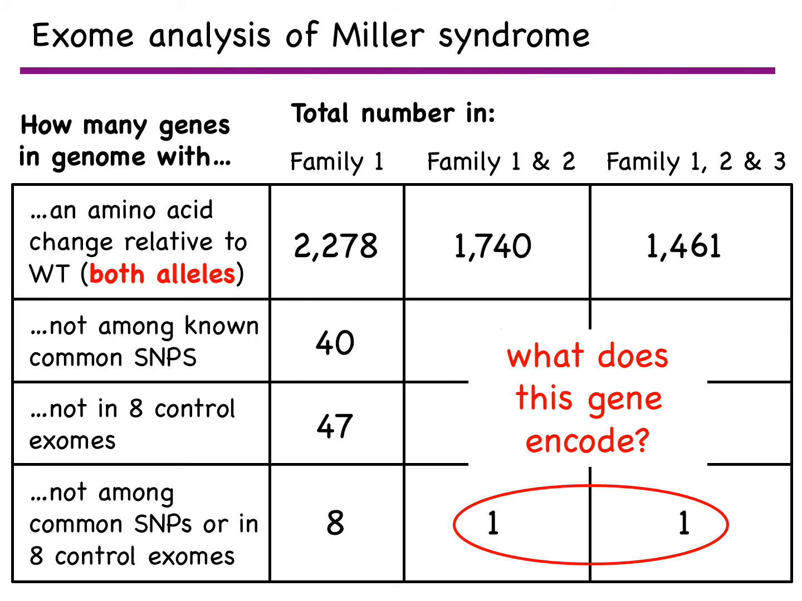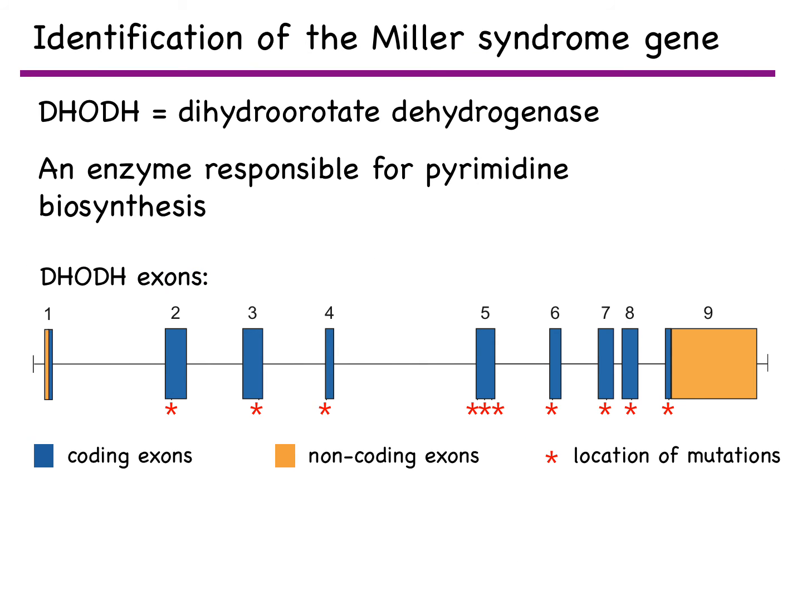So what does this gene encode? So this is the Miller syndrome gene. It turns out the gene is called DHODH. It encodes an enzyme called dihydroorotate dehydrogenase. And this is just an enzyme that's responsible for pyrimidine biosynthesis.